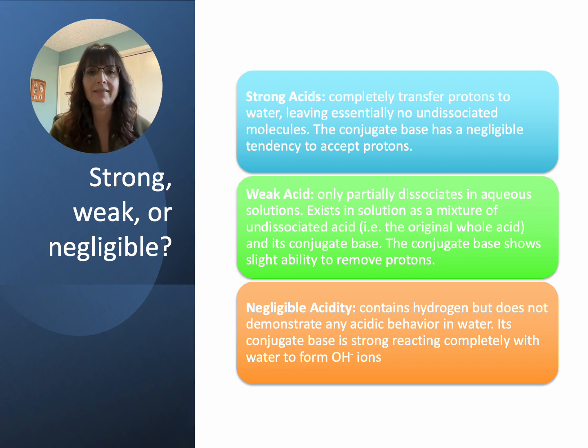And as you recall, that means we have fun math. We have equilibrium math we have to do. And so what you have with weak acid, say acetic acid, vinegar, is a little bit of it will break down into hydrogen ions and acetate ions, but a large part of it remains as acetic acid. It just doesn't break down. And by the way, the conjugate base, the acetate ion, is slightly able to take on protons. Negligible just means it's really not going to demonstrate any acidic behaviors at all, but its conjugate base is going to be pretty strong and can act like a base.